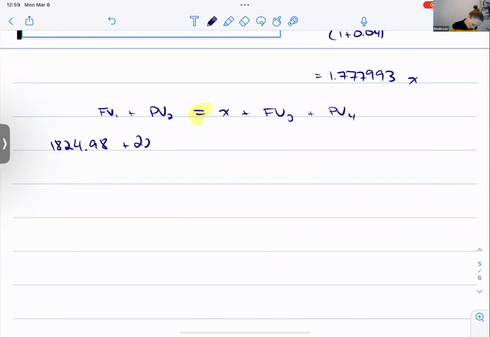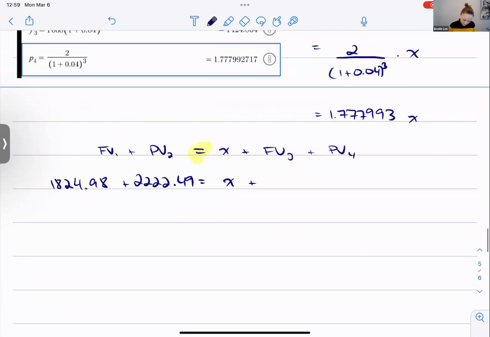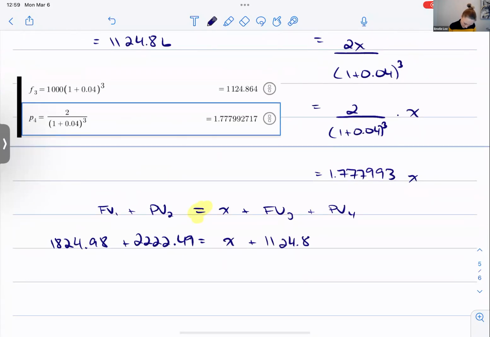1824.98 plus 2222.49 has to equal x, which we don't know what it is yet. That's what we're solving for, plus the future value 3, which is 1124.86, plus present value 4, which is 1.77799217x. Okay. I'm actually going to keep all these here. But I guess not in my written work. Kind of confusing, I guess.